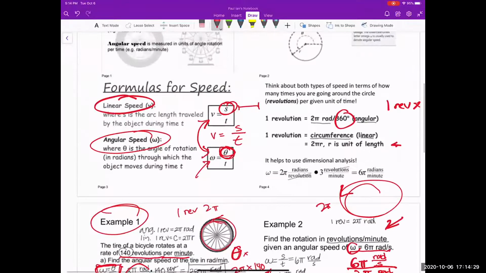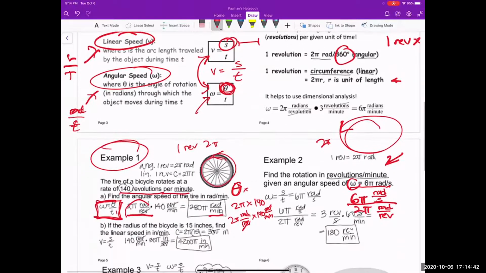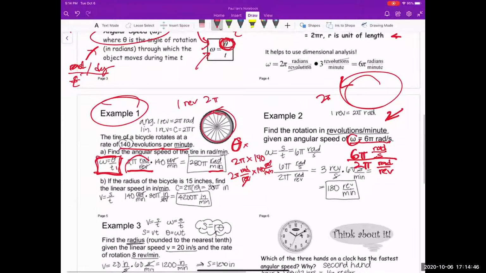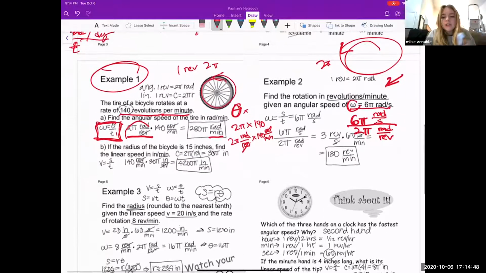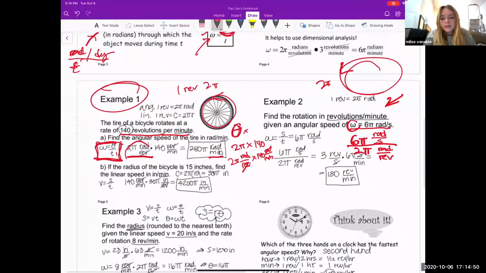It's the same thing as this. A linear speed is always a length over time. An angular speed is always rad per second, or angle over time, right? Radians meaning the angle theta. Theta can be radians or degrees, right? Wouldn't you have to change it from minutes to seconds if it says revolutions per minute?